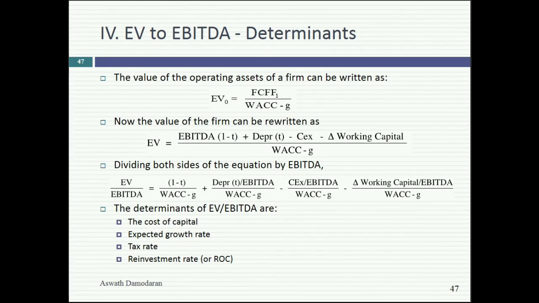So here's my question, and this is a question I ask people who use EV to EBITDA all the time. Why do we net cash? If you look at the numerator, we take market value of equity plus debt minus cash, right? And in the denominator, you have EBITDA. Why do we net cash out of the numerator?